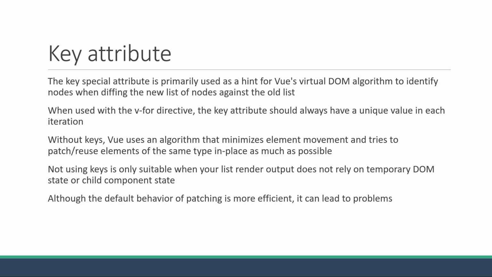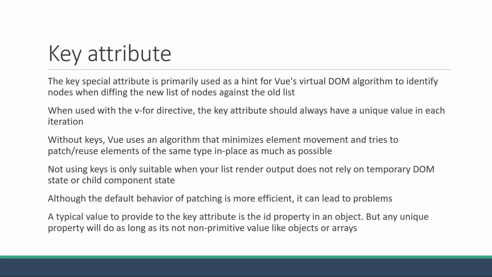So it is recommended to provide a key attribute with the v-for directive whenever possible. It's probably wiser to use the key attribute and take a tiny hit on performance than shipping buggy UI to production. A typical value to provide to the key attribute is the ID property in an object. But any unique property will do as long as it's not a non-primitive value like objects or arrays. So that is about the key attribute binding. I just wanted to ensure you understand why we use that attribute, and hopefully this video did that.